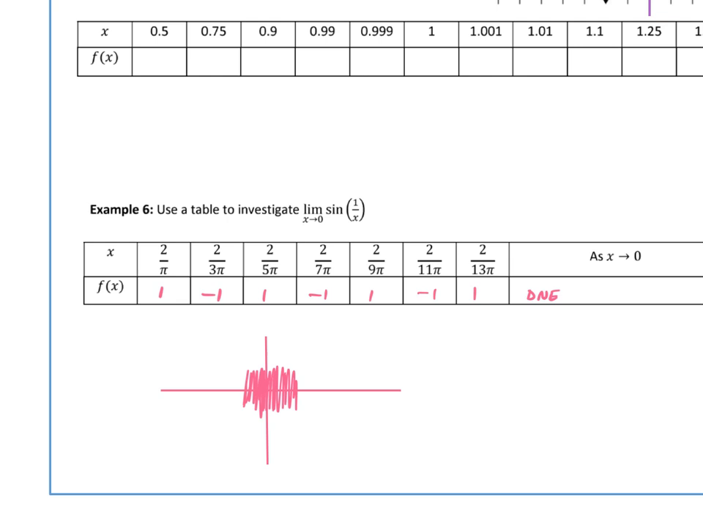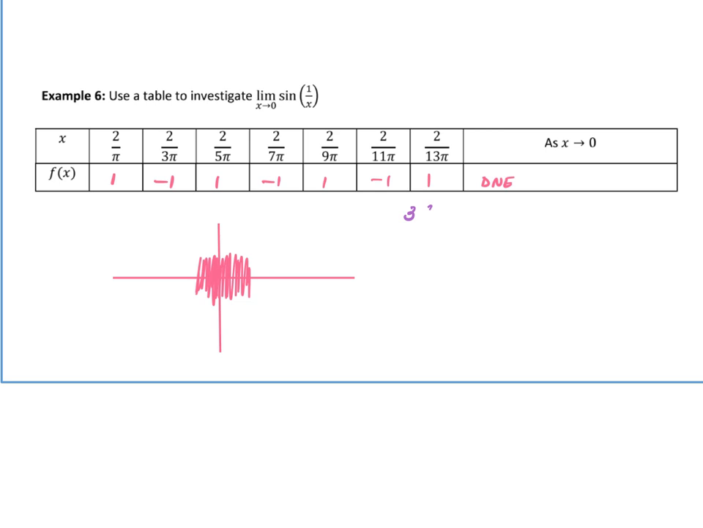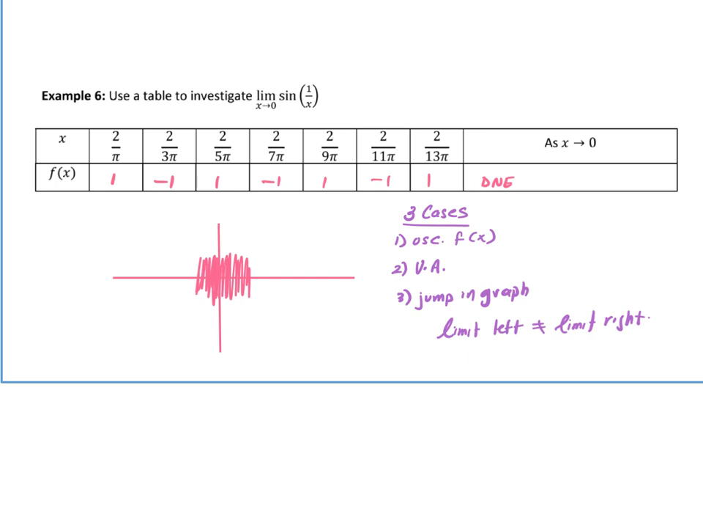On that note, please write this down. I did not put this in the notes. There are three cases where the limit does not exist. The first one is an oscillating function. We don't do much with oscillating functions. The second case would be a vertical asymptote. We did an example with that. Yes, it goes to infinity or negative infinity, but technically it does not exist. The third case would be a jump in the graph. The way we addressed it was we'd say that the limit from the left does not equal the limit from the right. Those are the three cases. This is mostly what we're going to be dealing with, though: vertical asymptotes, and then checking the left-hand and right-hand sided limits to see if they're in agreement.